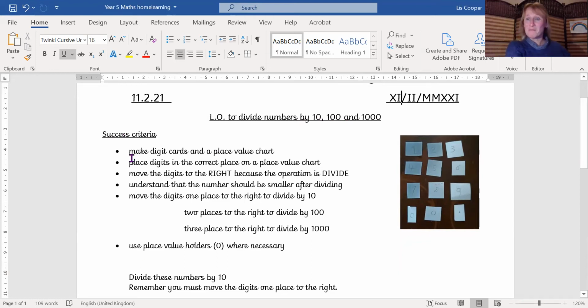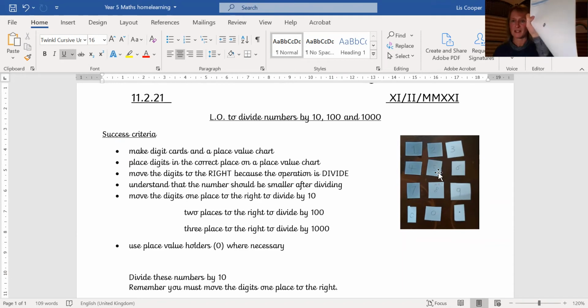Number one, we will make some digit cards. And if you can see here, these are digit cards that Atia has made. To make digit cards, all you need to do is get any piece of paper, just an A4 piece of paper, or anything that you can write on, cut it into strips, and then cut your strips into squares like that. So you've got lots of nice, neat little squares of paper. And then on your squares of paper, you need to write the digits.